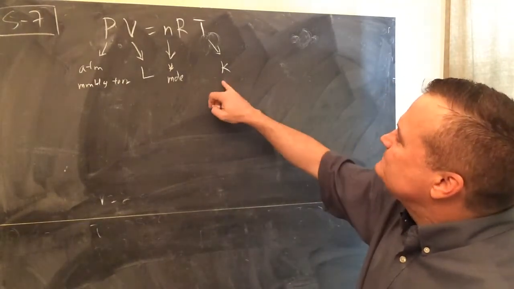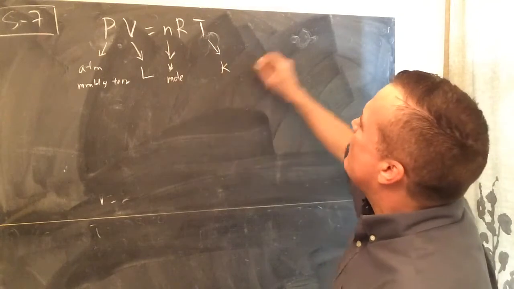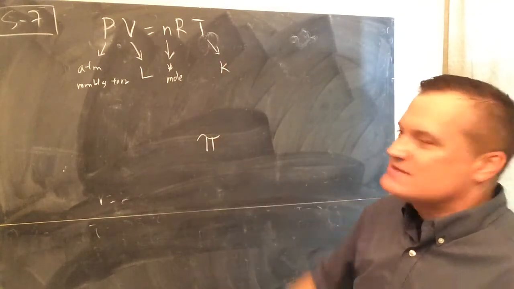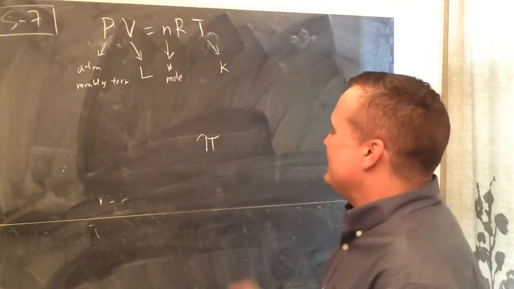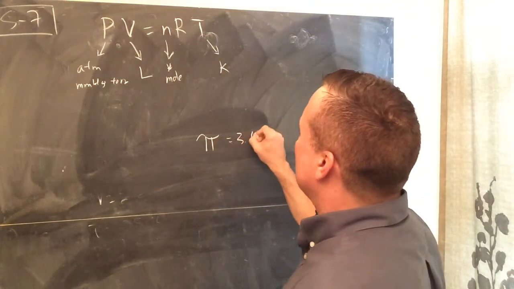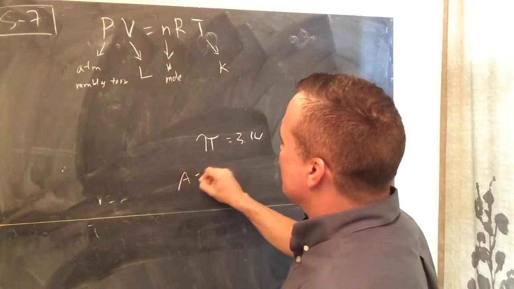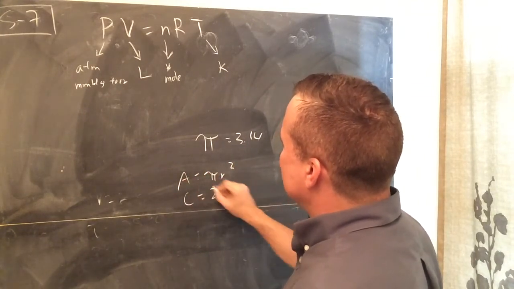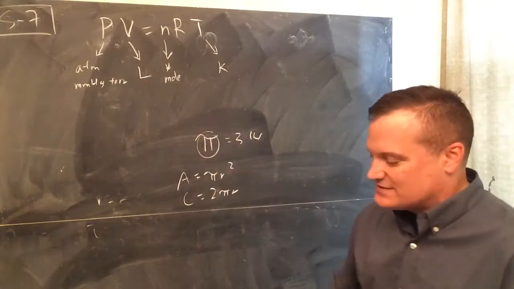All right, now, what in the world is R? In a math class, if we gave you that symbol, you'd say, oh, it's pi, and pi is a constant, 3.14. If I use area, pi r squared, or circumference is 2 pi r, you've seen that before. You know pi is a constant.